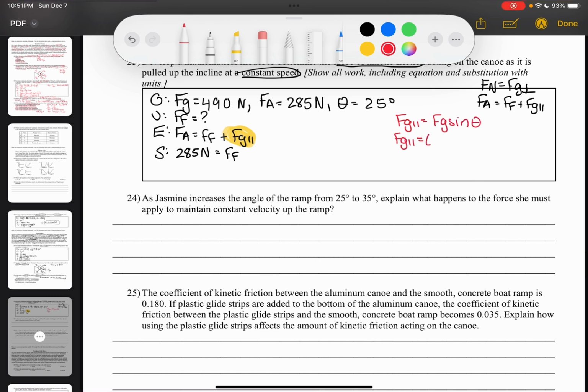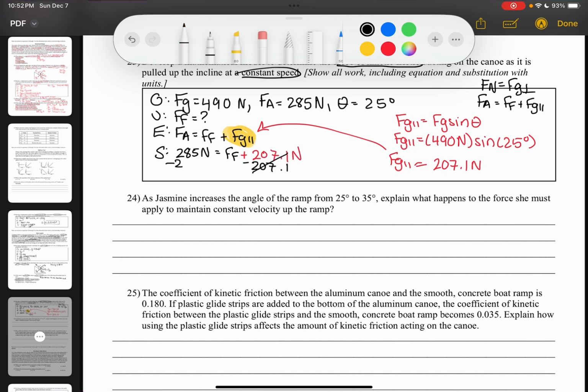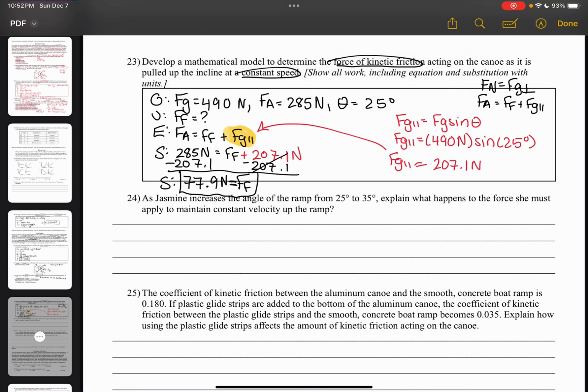So Fg parallel is equal to 490 newtons times the sine of 25 degrees. Your Fg parallel will equal 207.1 newtons. So you're going to take this number and plug it in right here, plus 207.1. And then you're going to subtract it on both sides to get your force of friction. So the value of the force of friction would be 77.9 newtons. Obviously it depends on where you round to, so your answer might differ from mine just a little bit.